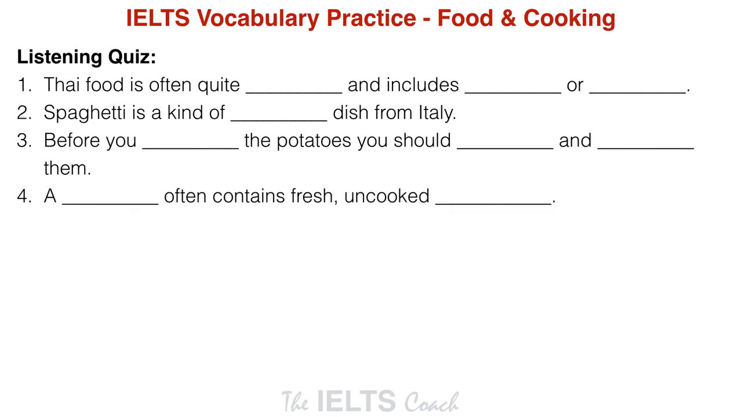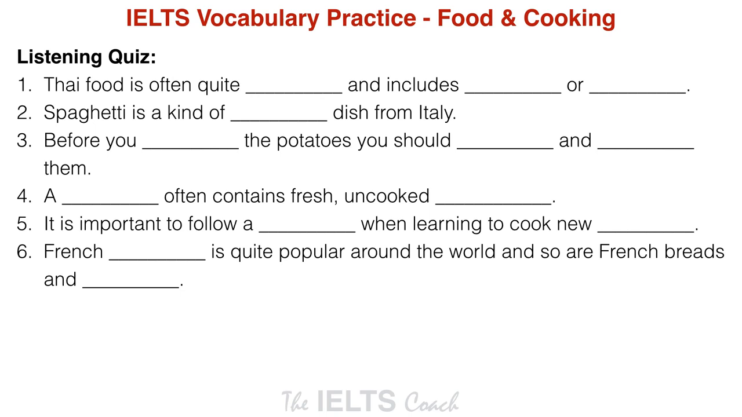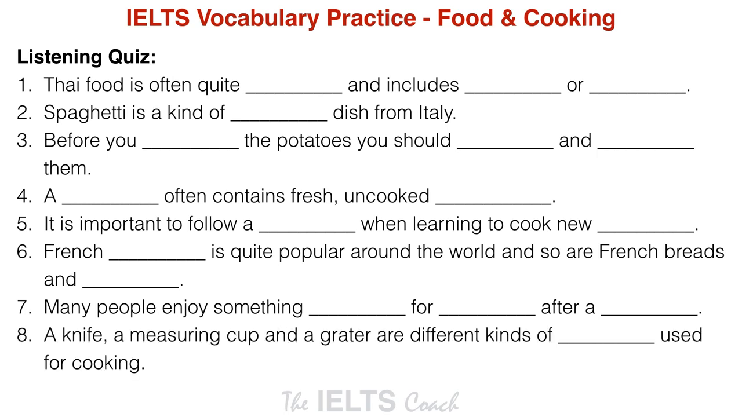Number 4. A salad often contains fresh, uncooked ingredients. Number 5. It is important to follow a recipe when learning to cook new dishes. Number 6. French cuisine is quite popular around the world, and so are French breads and pastries. Number 7. Many people enjoy something sweet for dessert after a meal. Number 8. A knife, a measuring cup, and a grater are different kinds of utensils used for cooking.